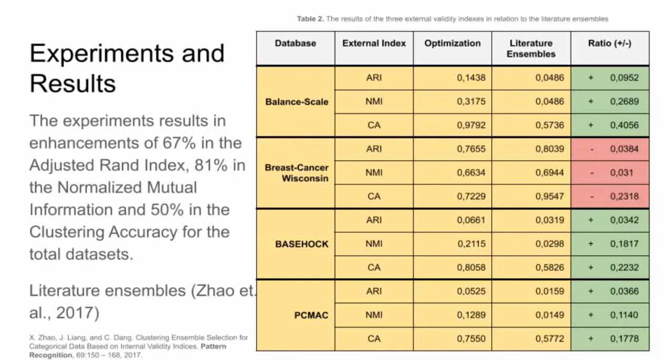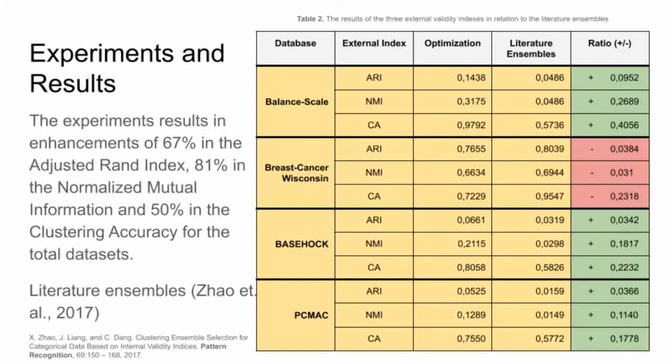Balance Scale, with a clustering accuracy 4% better than ensembles, indicates that single algorithms solve adequately the clustering partitioning for class alignment better than ensembles, while Breast Cancer Viscosity has the opposite behavior. Besides that, BaseHawk and PCMAC textual datasets demonstrate this method as a powerful model with great advantages over ensemble methods.